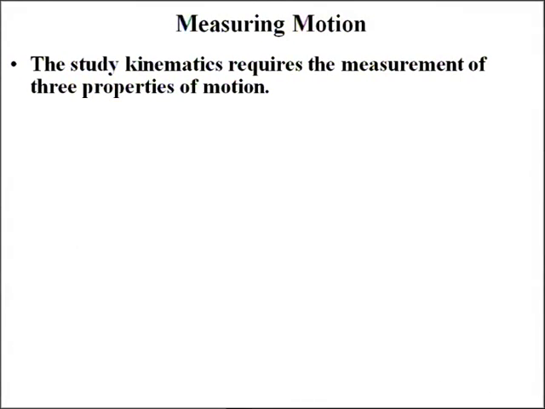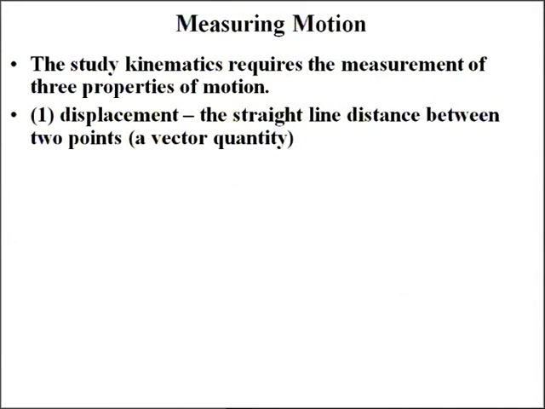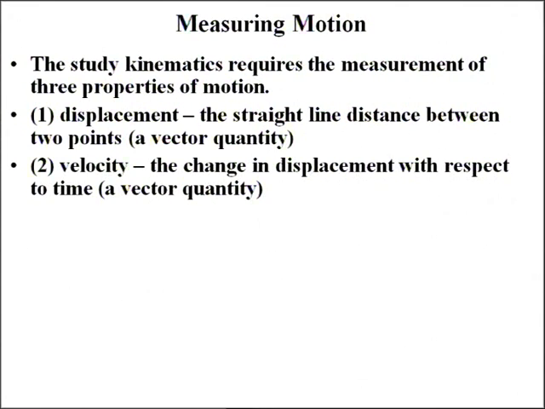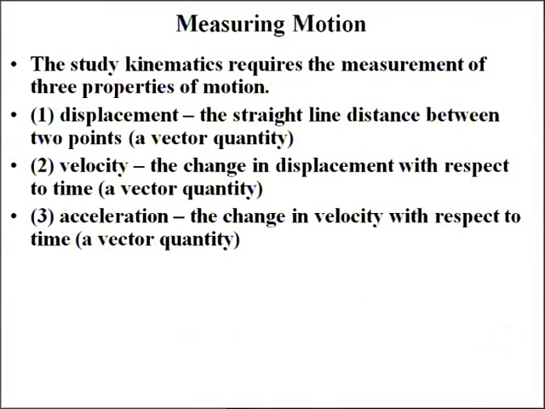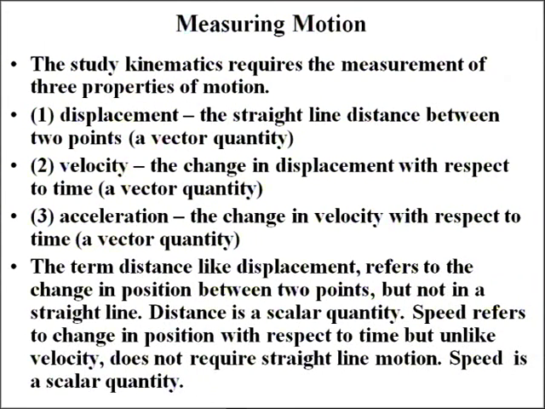The study of kinematics requires the measurement of three properties of motion. The first one is displacement. Displacement is the straight line distance between 2 points, it is a vector quantity. Velocity, the change in displacement with respect to time, is also a vector quantity. The third one, acceleration, the change in velocity with respect to time, is also a vector quantity. The term distance, like displacement, refers to the change in position between 2 points, but not in a straight line. Distance is a scalar quantity. Speed refers to change in position with respect to time, but unlike velocity does not require straight line motion. Speed is a scalar quantity.